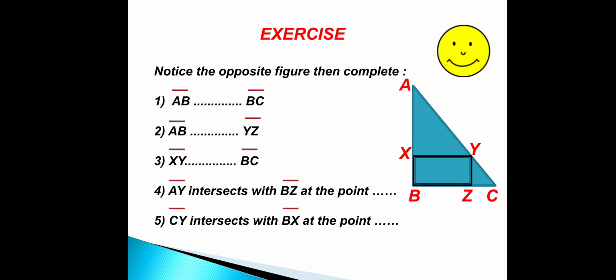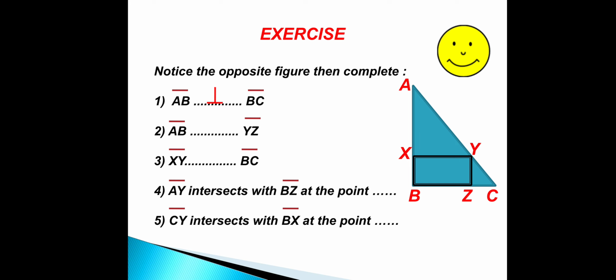Exercise. Write the relation between these lines. AB and BC. We start from A to B. This line is called AB and this line is called BC. What is the relation between BC and AB? Yes, it's perpendicular. This sign means they are perpendicular.